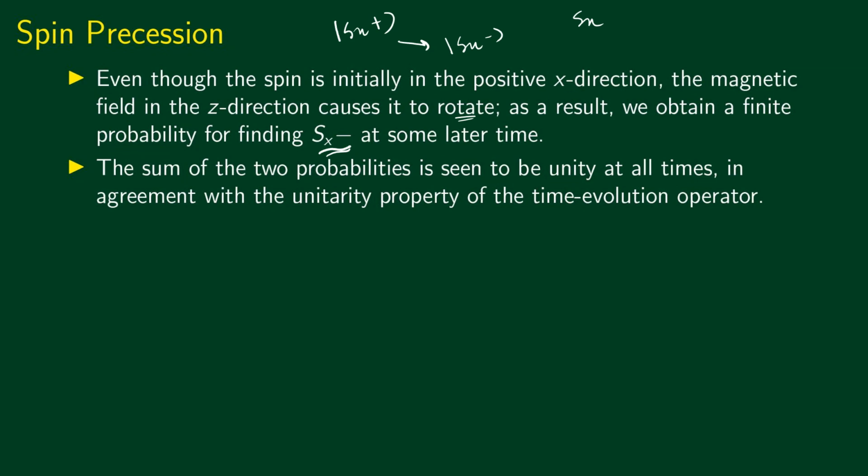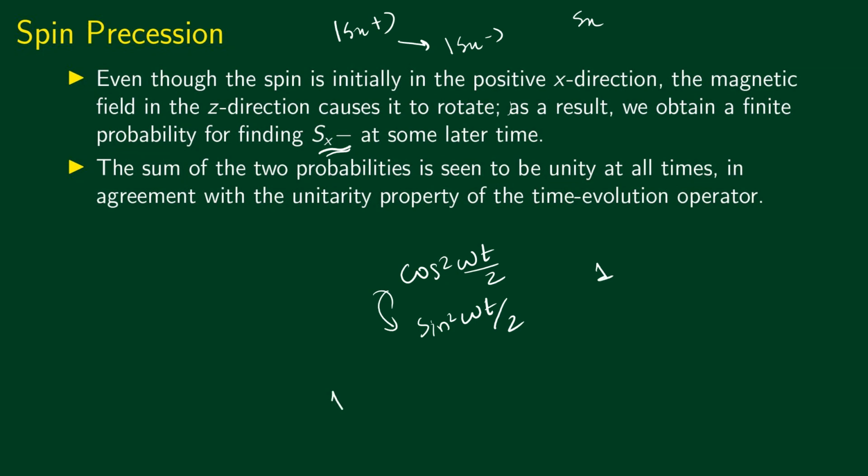Okay, so the explanation is that the magnetic field in the z direction has rotated the spin in such a way that the system or the state picks up a non-zero component along ket Sx minus also. Okay, now these probabilities are cos squared omega t divided by 2 and sine squared omega t divided by 2. You see that if you add these up, the sum of the probabilities still adds up to 1.